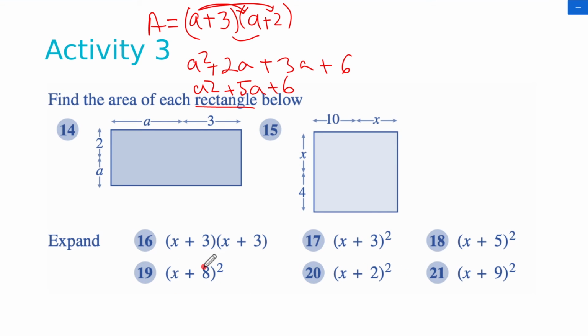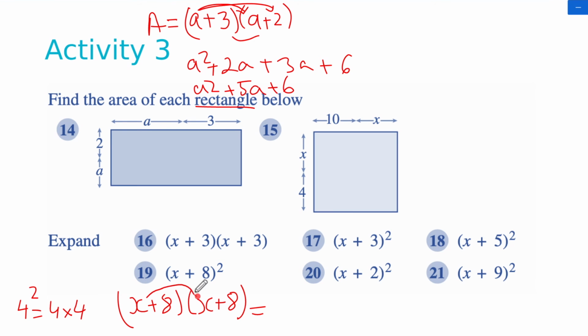What does this mean? Well, you might be tempted to think that a bracket squared means this is squared and this is squared, but it's not. What this means, because you know that 4 squared means 4 times 4, right? So a bracket squared means the bracket times the same bracket. So this actually means x plus 8 multiplied by x plus 8. Okay? And then you apply your method.